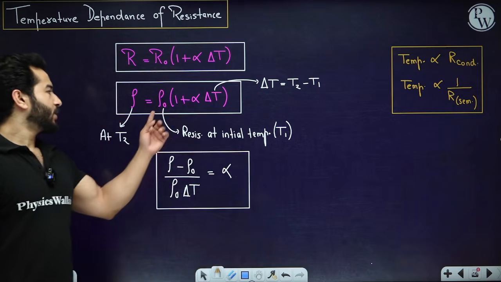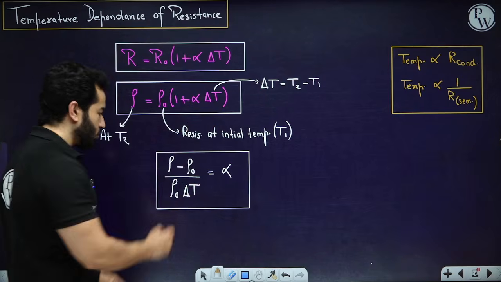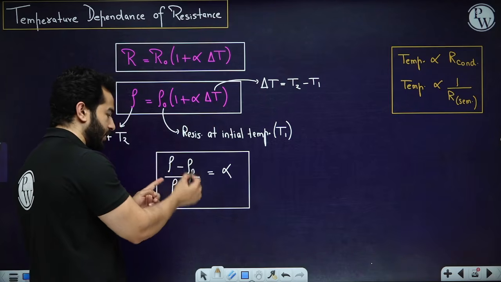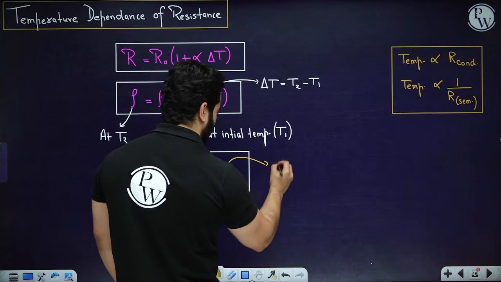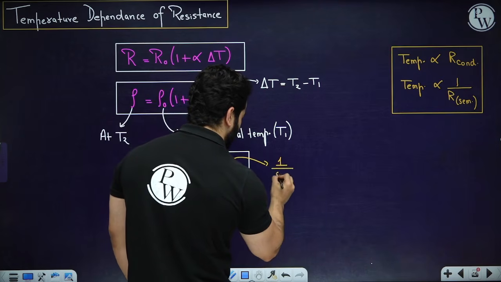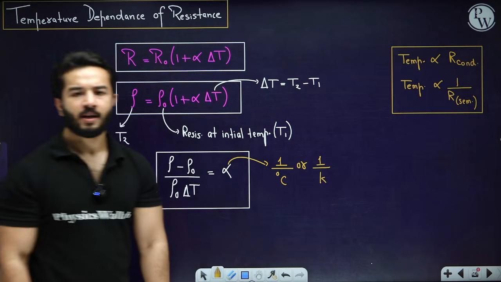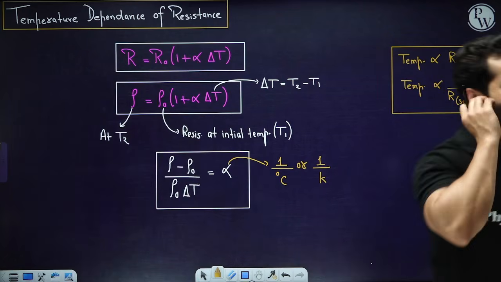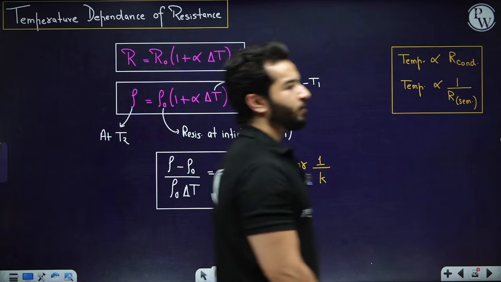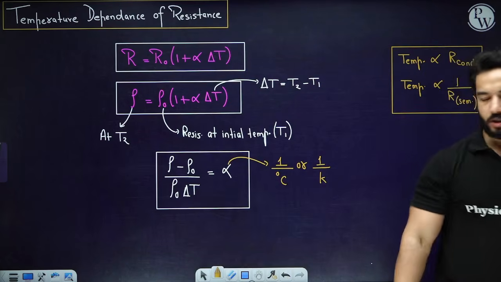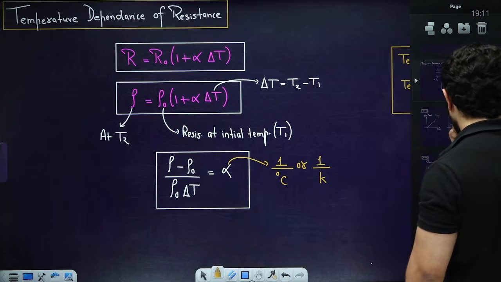I have done nothing but multiplied rho naught with this bracket and written alpha like this. Now if you closely see, this is nothing but ohm meter divided by ohm meter, so alpha's unit will come out to be per degree Celsius or per Kelvin. And you don't have to worry about units over here, because Kelvin and Celsius are linear scales, so you will not face any trouble. You don't have to worry about conversions. Okay, now let's move on and look at some of the questions over here.